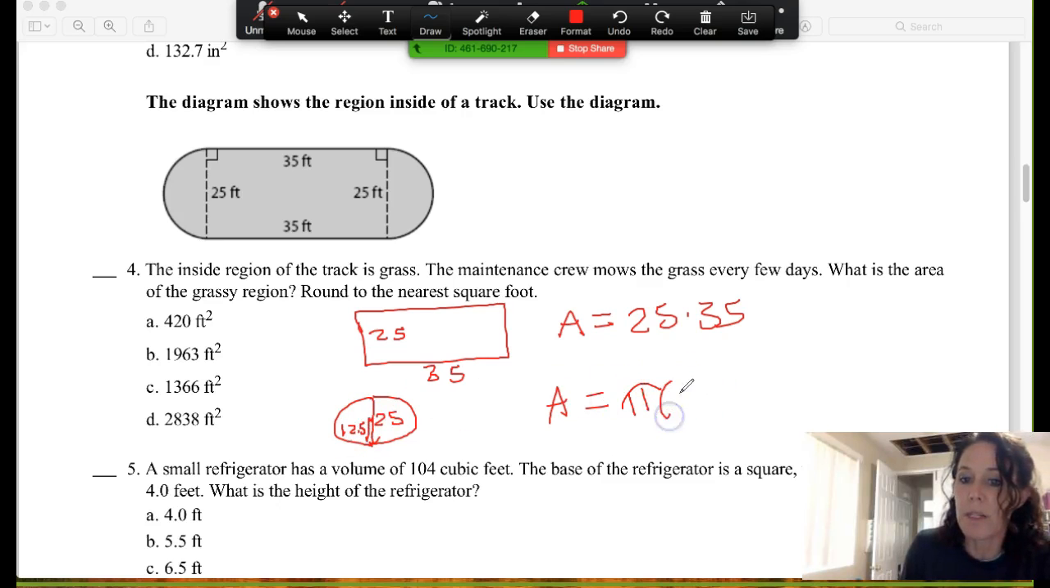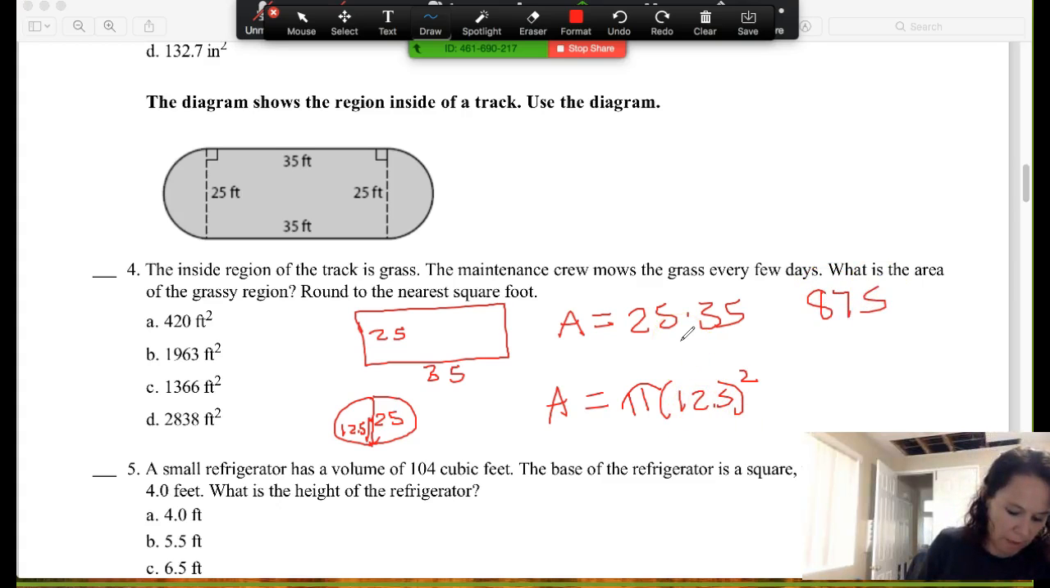So pi times the radius squared, we're going to go pi times 12.5 squared. So we're going to take the area of the rectangle plus the area of the two semicircles, or the full circle, and that will be the area of the inside region. So if we go 25 times 35, we're going to get 875. And if we go 12.5 squared, and then multiply that by 3.14, or another approximation of pi, you're going to get 490.625.